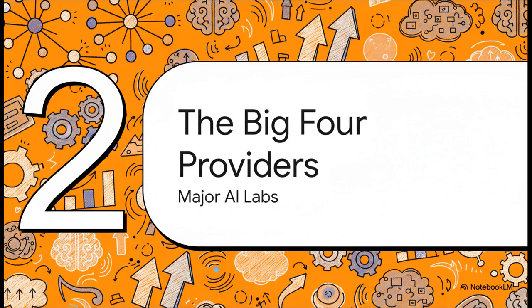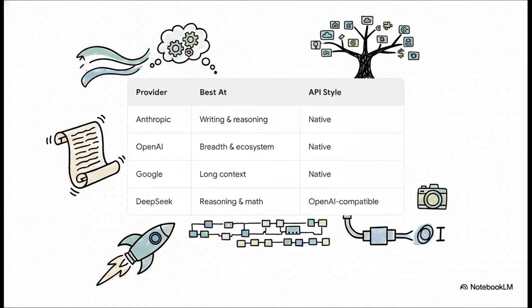Let's move to the labs and see how this builds out in the real world. And this brilliantly illustrates the major characters dominating the landscape right now. We've got Anthropic, the absolute masters of nuanced writing, careful reasoning, and tool use, operating through their native Messages API. Then there's OpenAI, the reigning champions of ecosystem breadth and those budget-friendly mini and nano models.